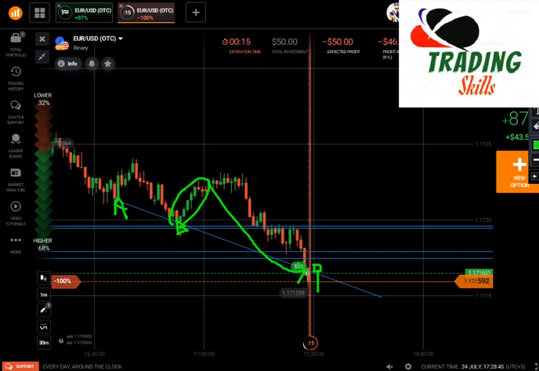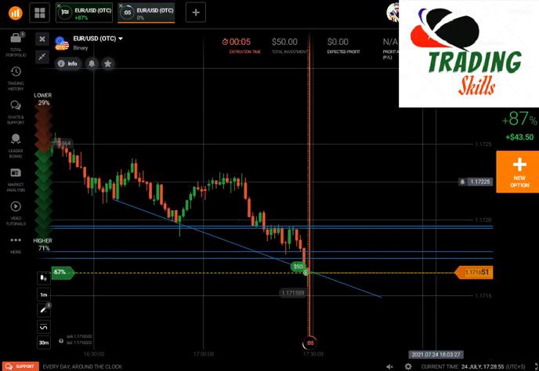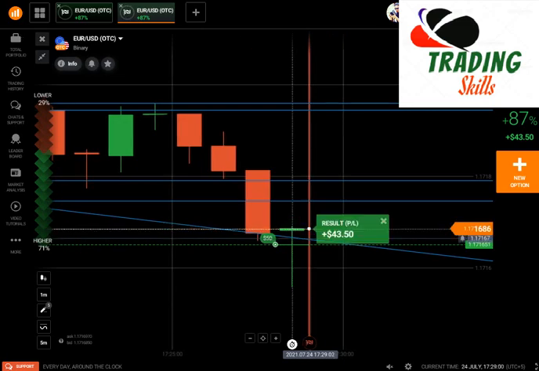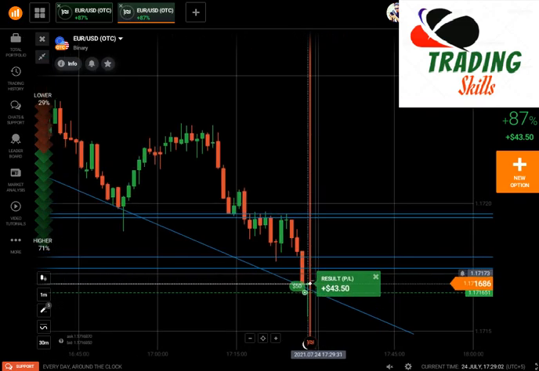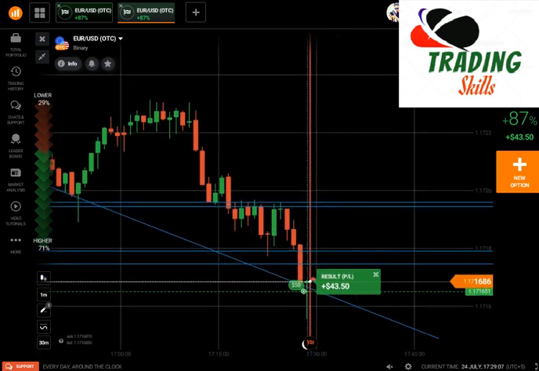So let's see what happens here. Okay, it has to go up and it can close above my entry point. Okay, let's see. It has to go up. Yes, it is closing as a bullish. So now you can see I used here a trend line. Now I can wait here for the reversal.